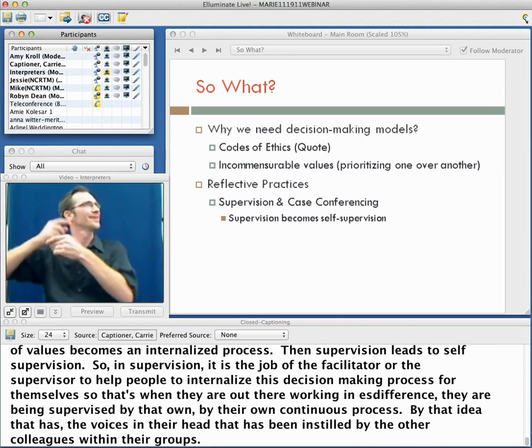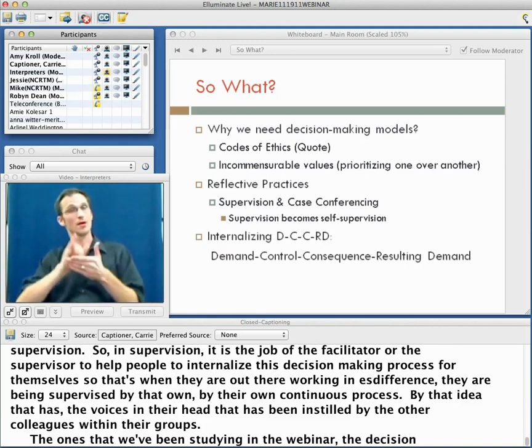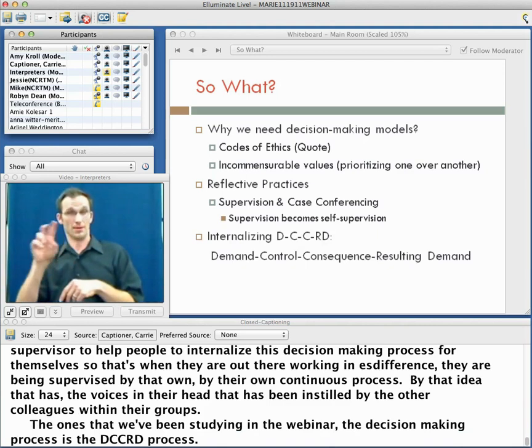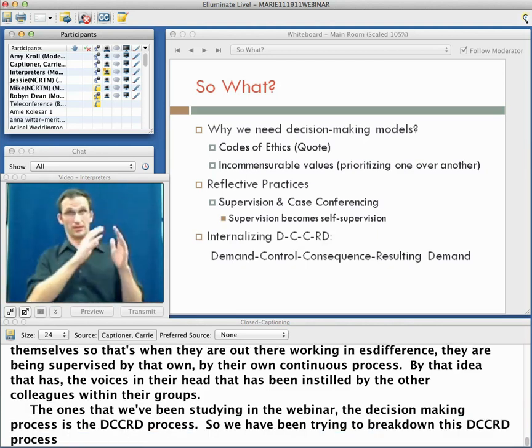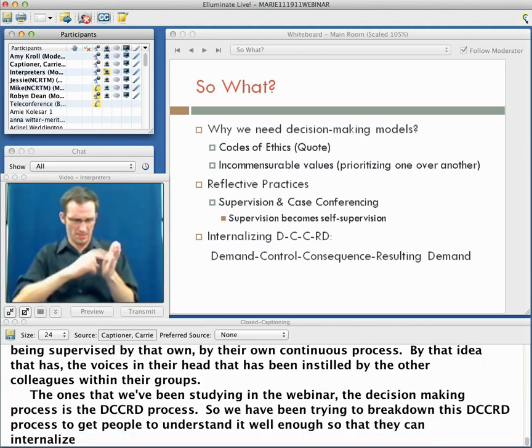The one that we've been studying in the webinar, the decision-making process, is the DCCRD process. And so we've been trying to break down this DCCRD process to get people to understand it well enough so that they can internalize it and then help other people internalize it as well.